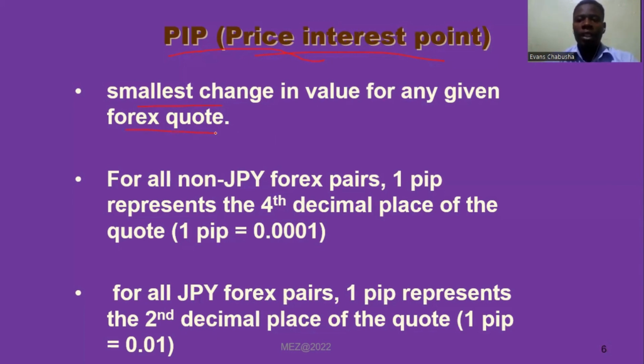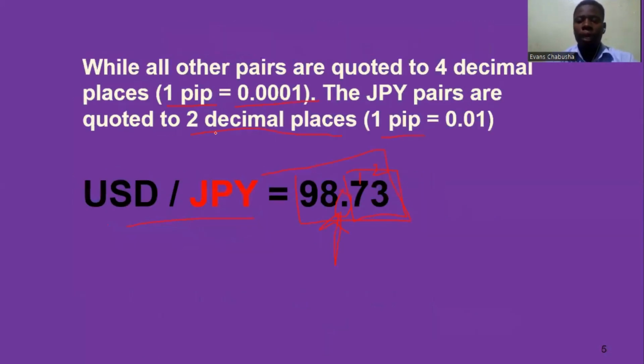The smallest change that can happen to a Forex quote is what we call a pip. So if you look at this quote here, which is 98.73, the smallest movement that can happen to this is 0.01. That's the smallest because it is rounded off to 2 decimal places. No wonder, for the JPY pairs, a pip is equal to 0.01.